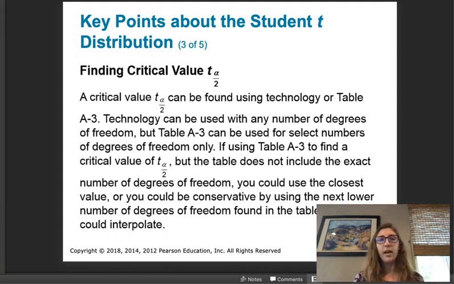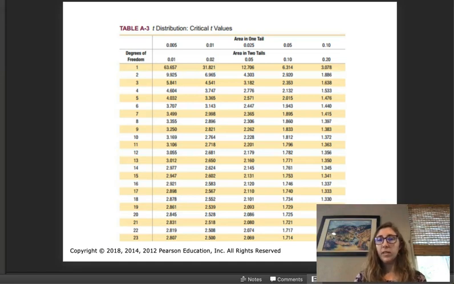I prefer to use my calculator because it gives me an exact answer, and I find it a bit easier, right? With tables, you sometimes need to approximate, and for that reason, I prefer my calculator, but I will briefly show you both here, okay? So if we were using a table, you can find this either in your textbook or you could just Google critical t values.